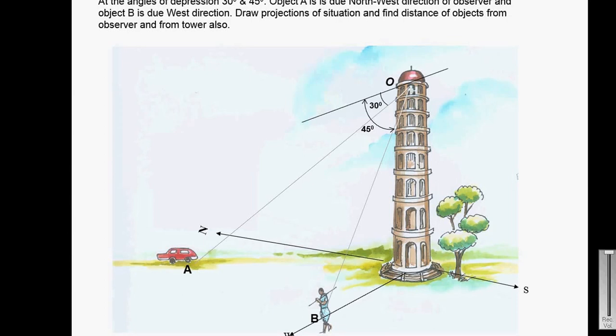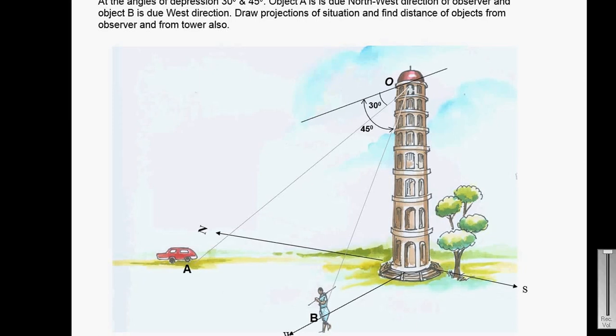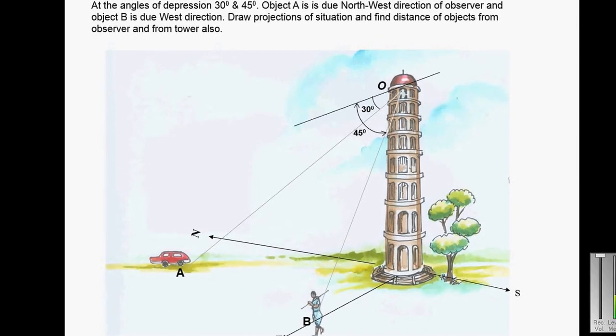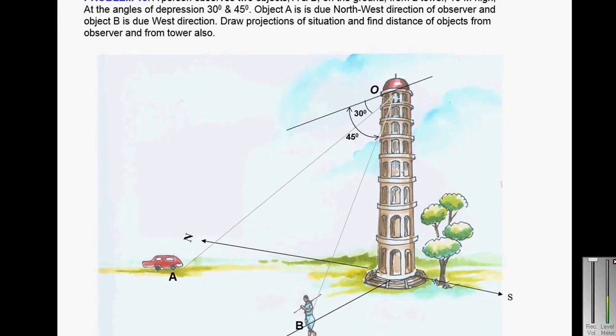Again, this is another application problem regarding lines. A person observes two objects A and B on the ground from a tower 15 meter high at angles of depression 30 degrees and 45 degrees. Object A is in the north-west direction of the observer and object B is due west. Draw projections of the situation and find the distance of the objects from the observer and from the tower also.